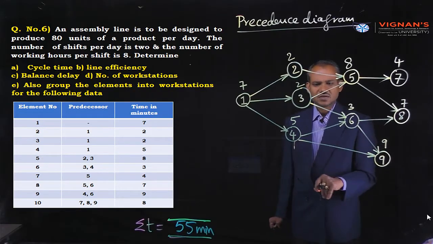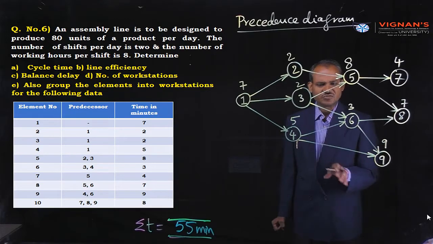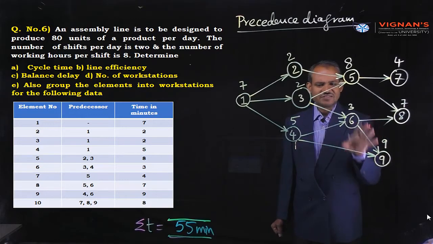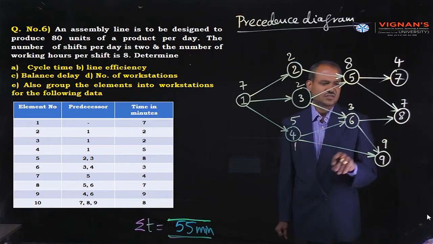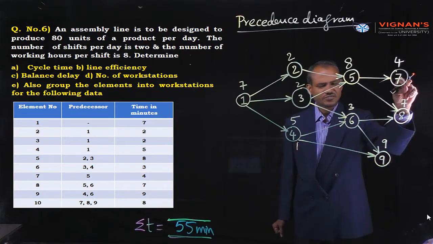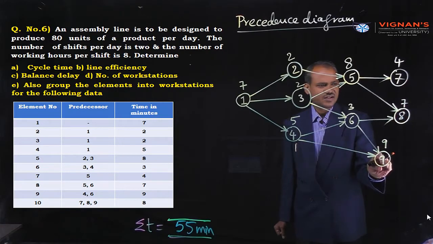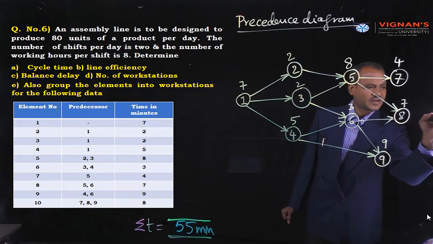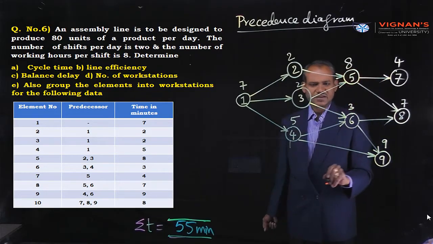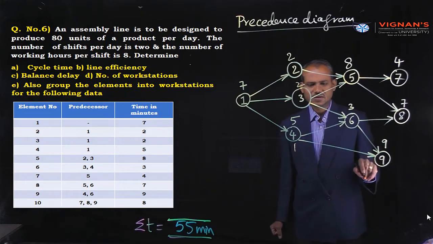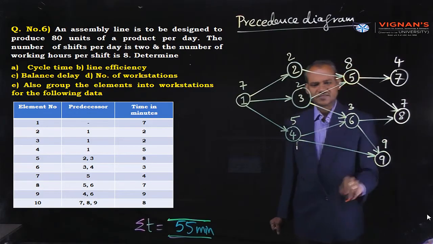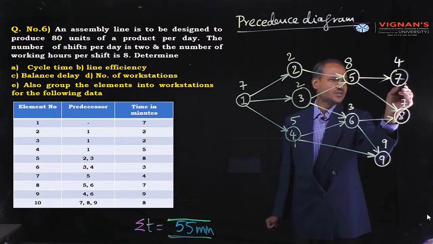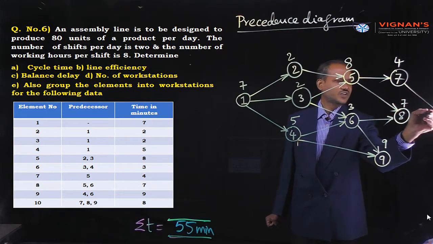Next. One more work element is there, that is the last one, the 10th one. After completion of 7, 8, 9 operations, the 10th operation we can start. Where is 7? This is 7. Where is 8? 8. Where is 9? 9. So here we draw one circle. This is work element number 10. What is this time? 8 minutes. Simply join these two circles by an arrow.